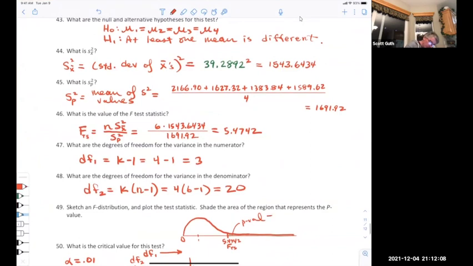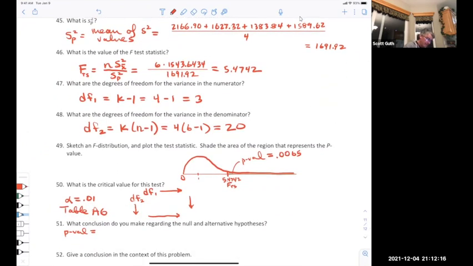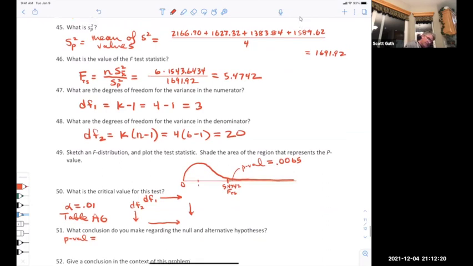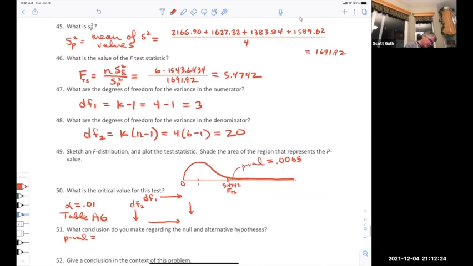Now I'll just give you the p-value on the final. You're not going to be able to compute that without a computer. Okay, now we're going to get a critical value. So I'm not sure what it is currently. So we'll have to look this up.